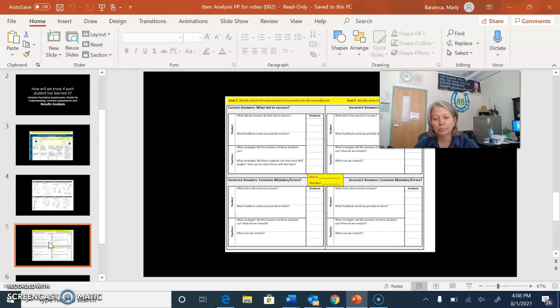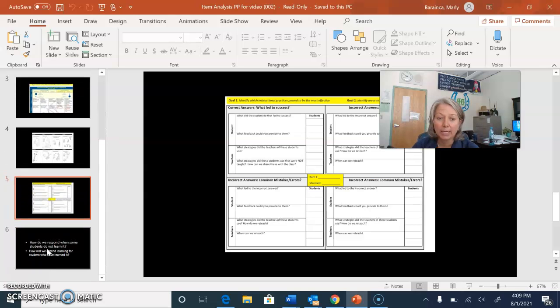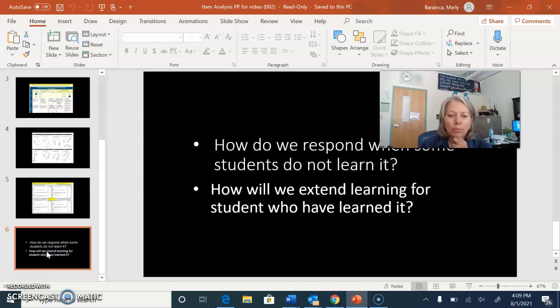And so these kinds of conversations are what are going to help us answer the two really important PLC questions. How do we respond when some students do not learn it, whatever our objective was or learning goal for that day? And how will we extend learning for the students who have learned it? And so this is just a quick introduction, and you'll be going through the process with your department leaders or your PLC team leaders throughout the school year.